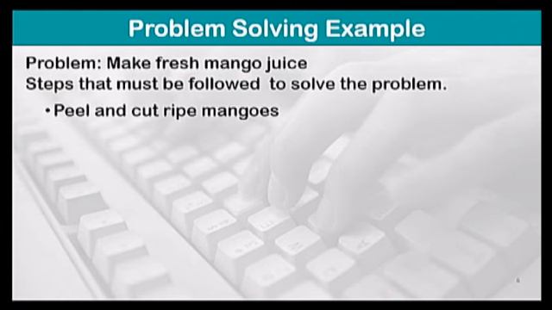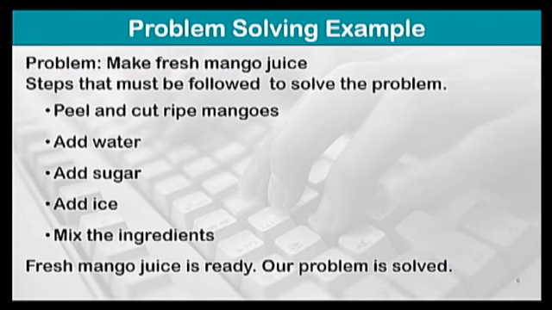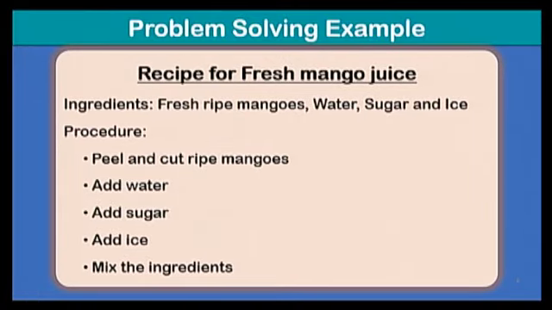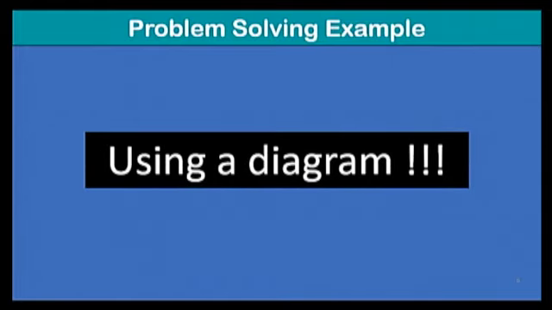Peel and cut ripe mangoes, add water, add sugar, add ice, mix the ingredients. Fresh mango juice is ready. Our problem is solved. One way to show the problem solving steps is in the form of a recipe. Is there any other way to show the problem solving steps? Using a diagram, of course.